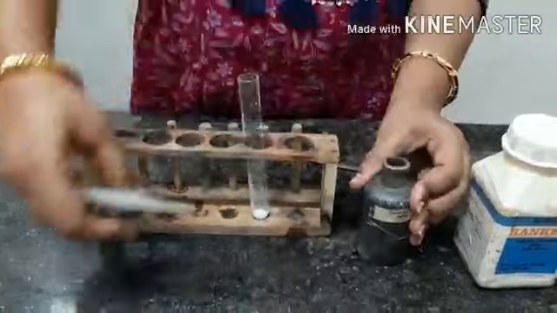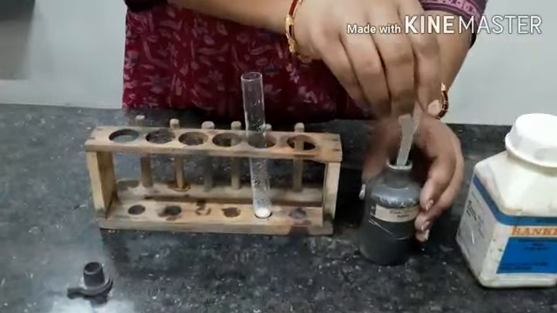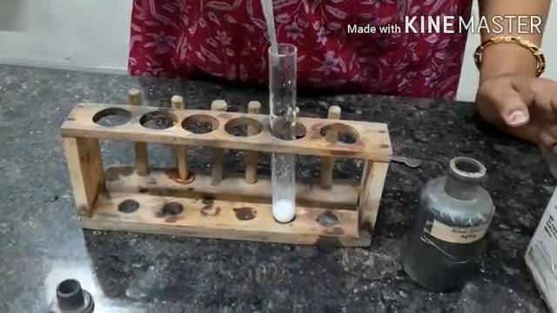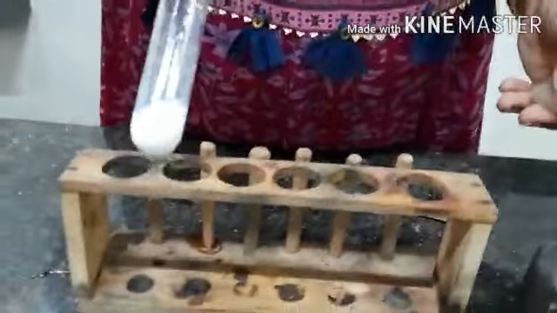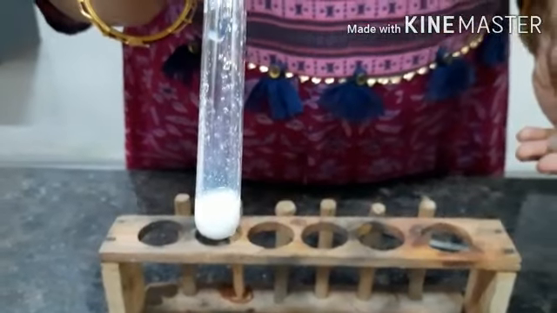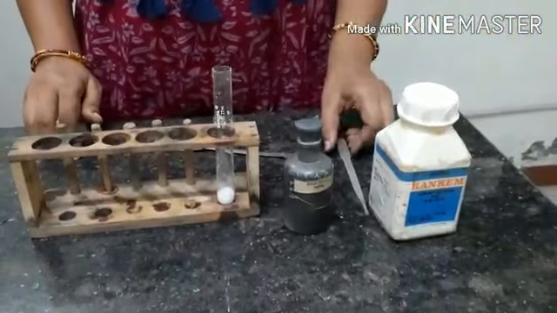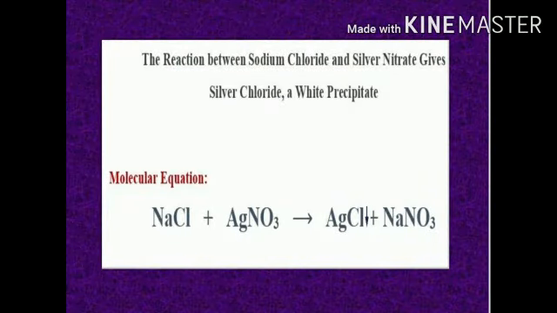With the dropper, I take some amount of silver nitrate and add to the test tube dropwise. Some change is taking place. You can observe a white color precipitate is formed. This white color precipitate is due to insoluble silver chloride. We write down the chemical reaction. Sodium chloride plus silver nitrate gives you insoluble silver chloride and sodium nitrate. Sodium nitrate is soluble and does not have any color.